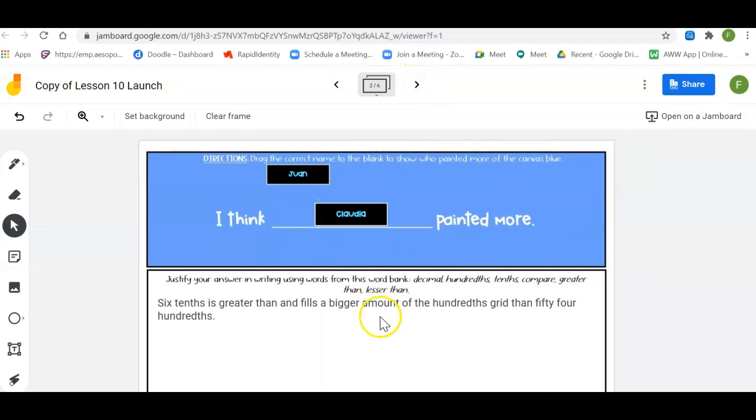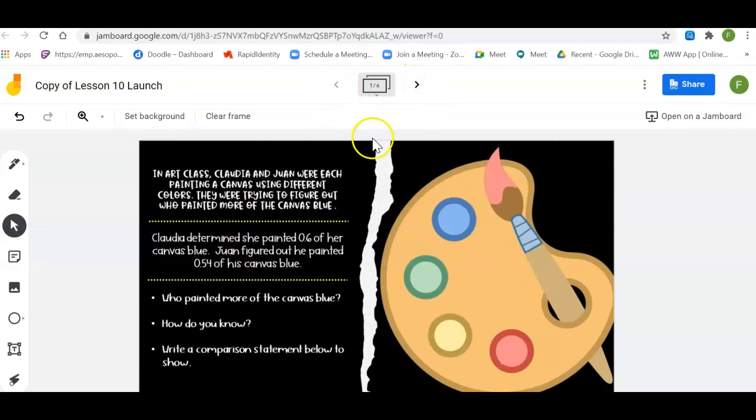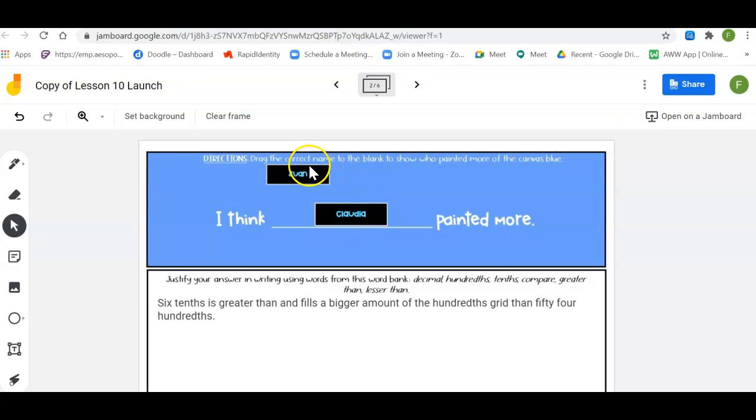So you had an opportunity to work on this. And again, you were able to drag down the correct name here. You should have picked Claudia. I think Claudia painted more. And down here it says justify your answers in writing using words from this word bank. Decimals, hundreds, tenths, compare, greater than, lesser than.